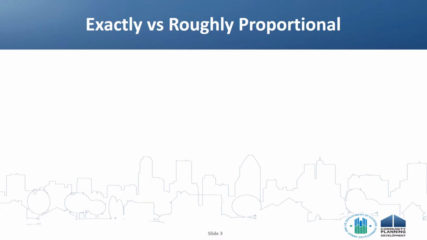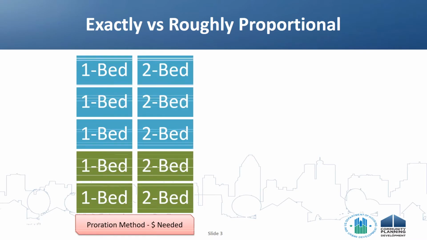For example, in a project with 10 units, 5 comparable one-bedroom units and 5 comparable two-bedroom units. If we're starting with 4 home units, 2 of each size, then the home units are in exactly the same proportion. We have 40% of each unit type, so we can use the proration method.